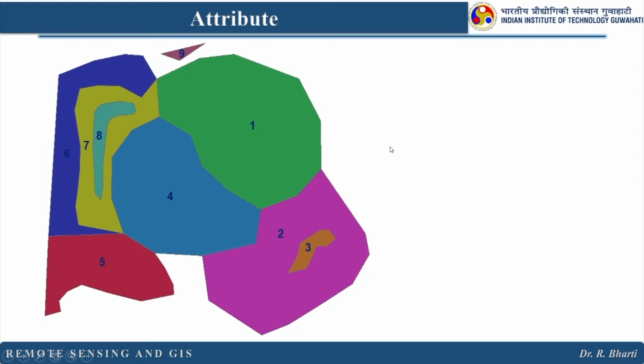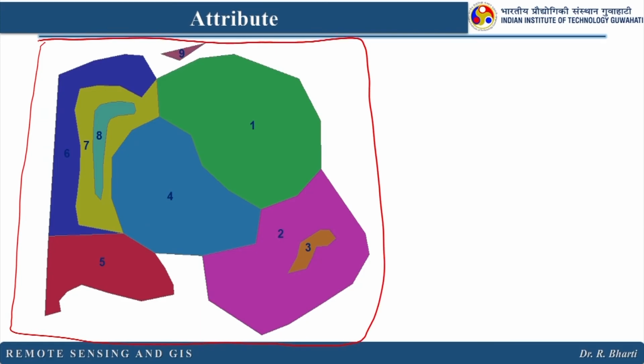So, what are they? How do we do that? They are actually known as attributes. They are the additional information available in this particular polygon. Considering this is our map, this is the boundary of your map. Now, here you can see this is class 1, this is class 2, this is class 3, this is class 4, 5, 6, 7 and 8 and the last one is 9 here.